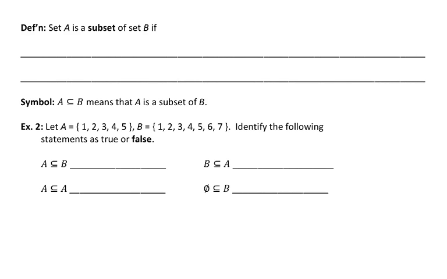A set A is a subset of a set B if every element of A is also an element of B. So this is a related idea to equality, but different. Every element of A is also an element of B. This is the symbol we use to represent that A is a subset of B. Let's explore that with some examples here.